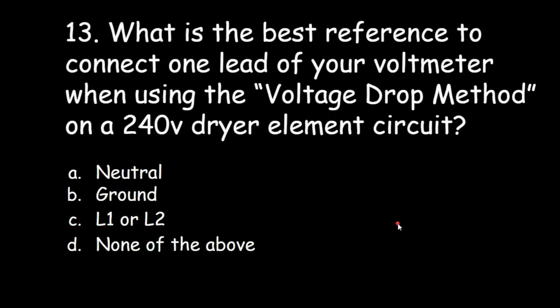Number 13. What is the best reference to connect one lead of your voltmeter when you're using the voltage drop method on a 240 volt element circuit? Neutral, ground, L1 or L2, or none of the above? The answer is L1 or L2. You typically do not want to involve ground or neutral when troubleshooting 240 volt circuits.